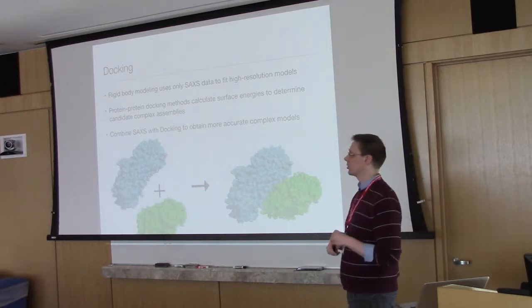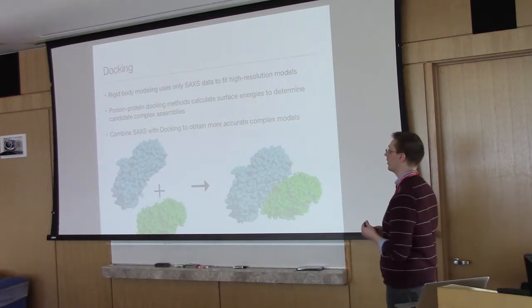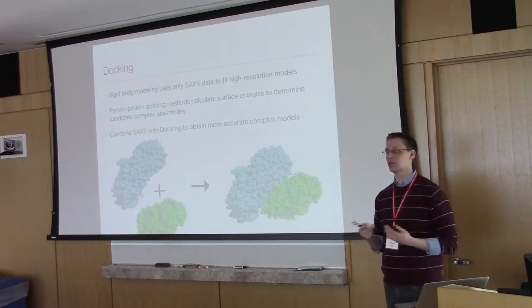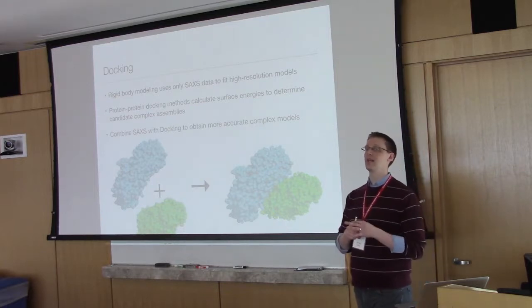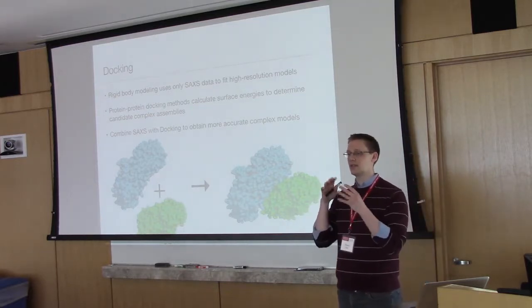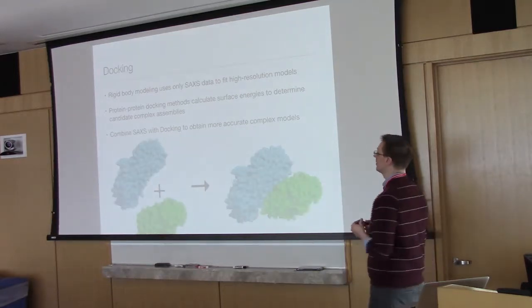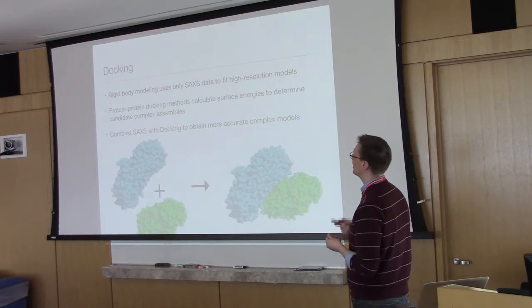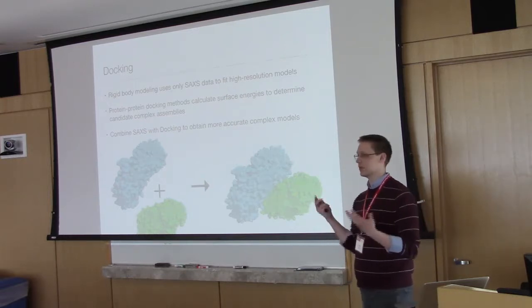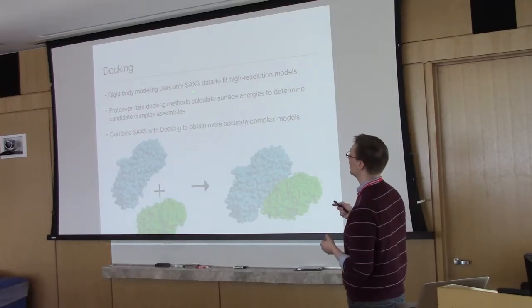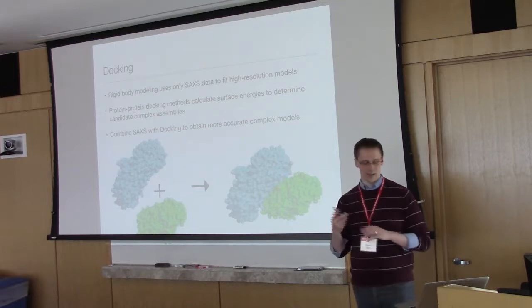So rigid body modeling is great, but we can do a little bit better if we take into account the fact that these structures are high resolution and there's some information about energies based on the atomic locations and the energy surfaces of these proteins, of these molecules. And so we can combine the high resolution information that docking provides us, if you've ever done docking before, with the low resolution information provided by SAXS to get more accurate complexes.